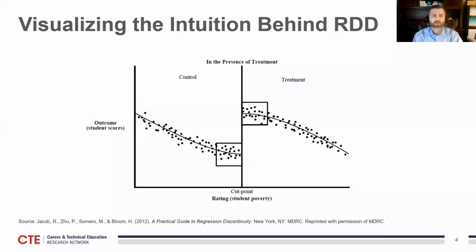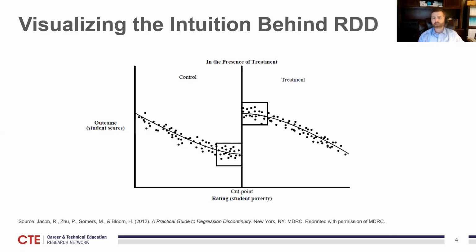That's all good to know, but it can be difficult to think about just hearing the words. Sometimes it's easier to see this in a picture. This image is taken from one of the references that I listed at the beginning, and it shows the basic intuition behind regression discontinuity. If you look at the graph, the horizontal axis shows some measure of student poverty in this case. As you move to the right along the horizontal axis, those data points represent students with lower socioeconomic status, or a higher incidence of poverty according to this rating measure.